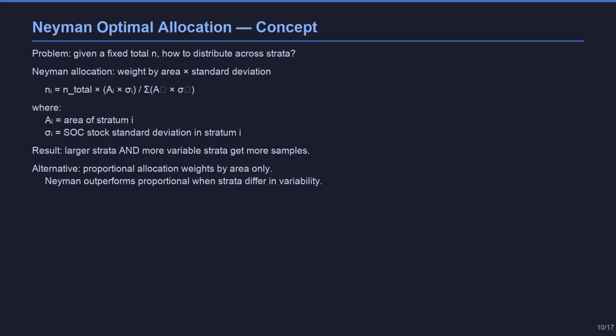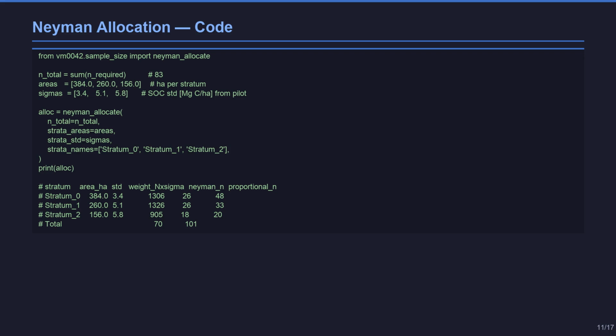This is different from simple proportional allocation, which weights by area only and ignores variability differences. When strata have similar standard deviations, Neyman and proportional give similar results. When one stratum is substantially more variable than others, Neyman can be 30 to 50% more efficient. The Neyman allocate function takes the total N, the area of each stratum, the standard deviation of SOC stocks in each stratum from pilot sampling, and the stratum names.